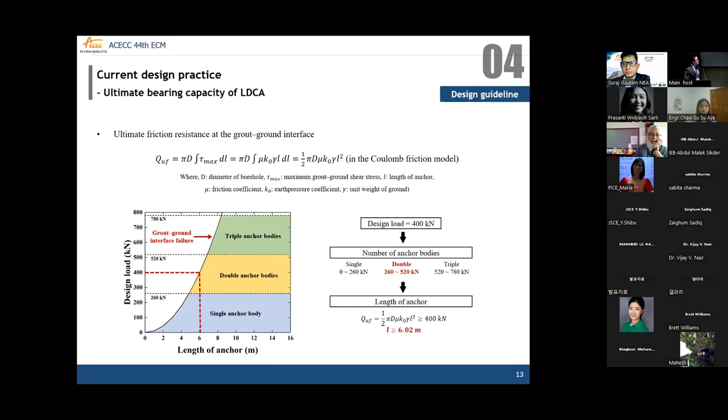Furthermore, the grout-ground interface failure load can be calculated by integrating the shear stress along the anchor lengths, and the grout-ground interface failure load increases with the length of the anchor. This figure shows the safety condition estimated by the current design practice. When the design load is 400 kilonewton, double anchor bodies should be applied, and the length of the anchor body should be designed to be more than 6.02 meters.